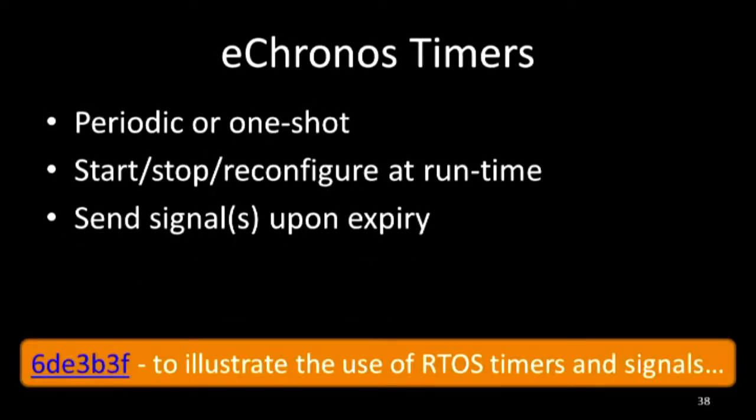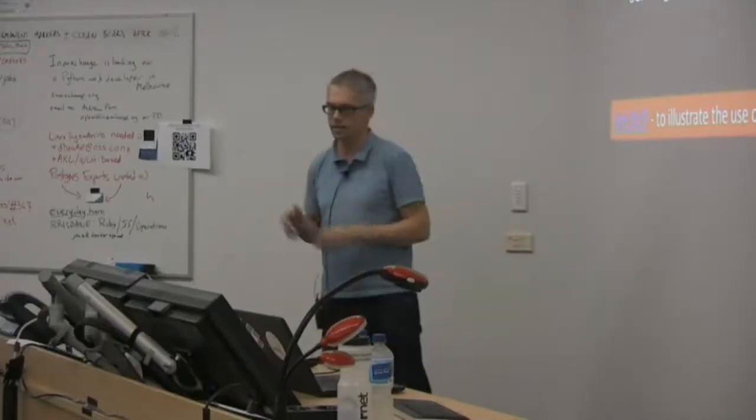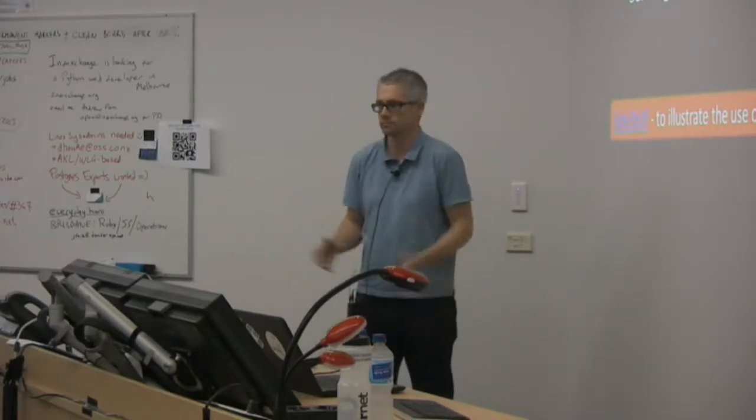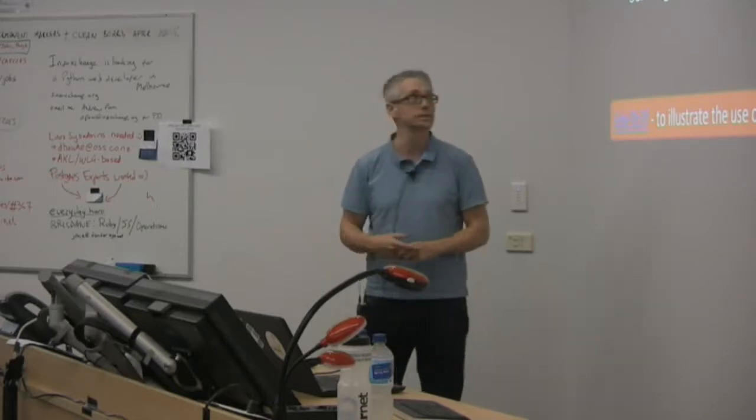Another feature of eChronos that is often used with signals are timers, because what timers do in eChronos when they expire is that they send a signal to a pre-configured task. So what a task would do is it configures or starts and stops timers as it needs to. Timers can be periodic, so they can occur again and again and again, or you can set them up to just fire once, deliver a signal, and then not deliver that signal at a later point in time again.